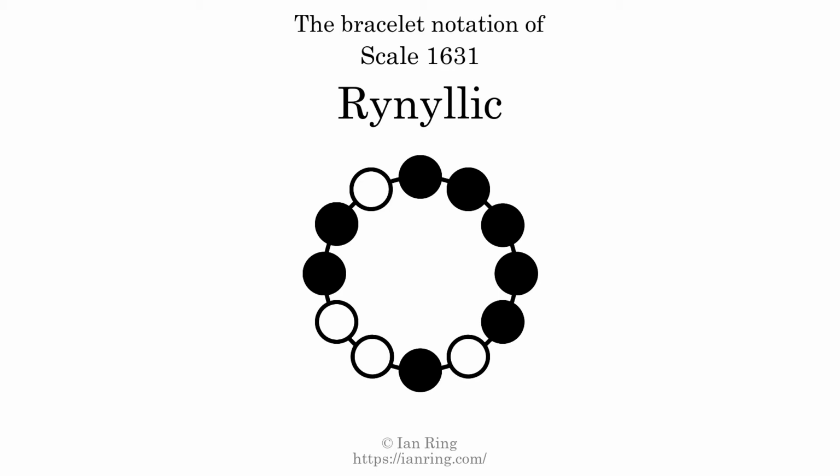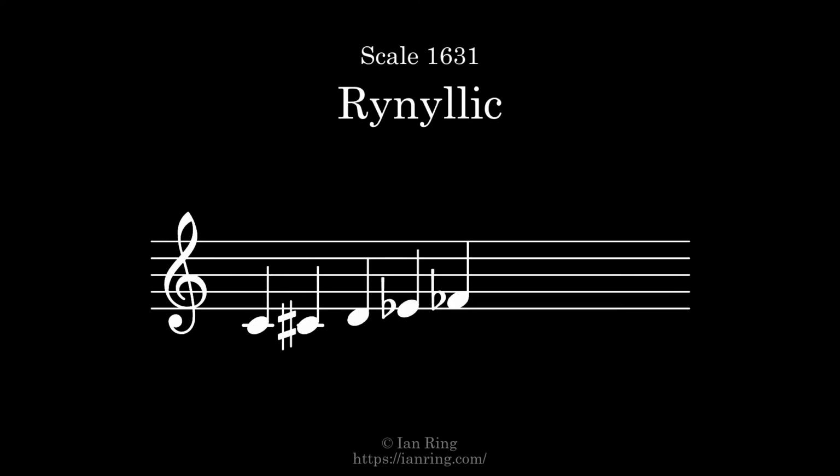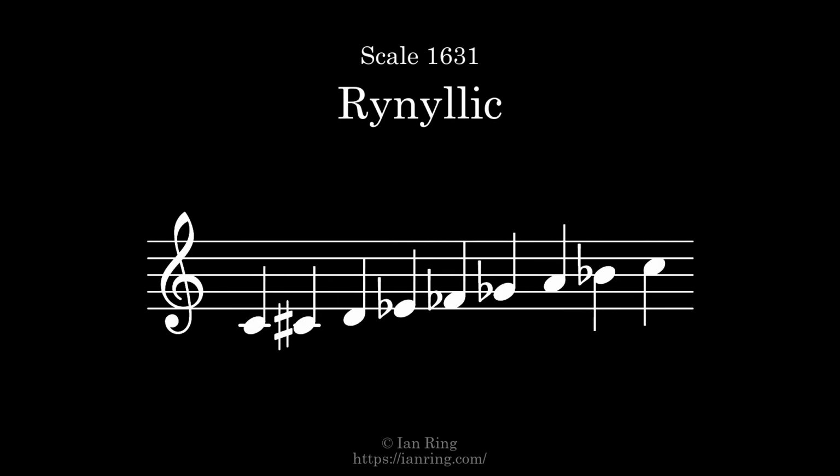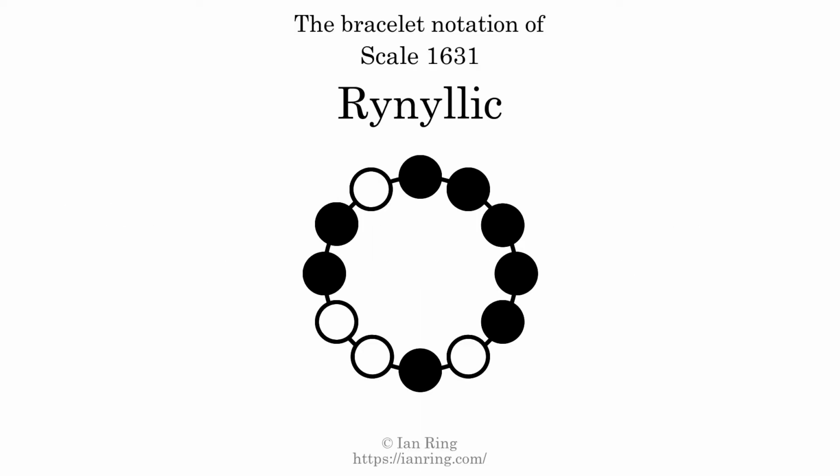1631, Rynyllic, which sounds like this. This scale has 8 tones, which means it is called an octatonic scale. This is a bracelet notation diagram of scale 1631. The shaded circles represent tones that appear in the scale, and they are read clockwise, starting at the top.